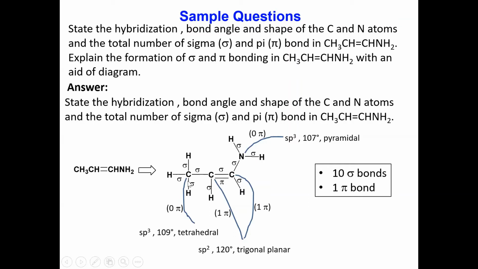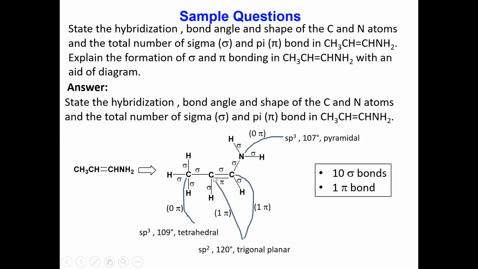This carbon consists of 4 single bonds. Remember, 4 single bonds, what type of hybridization? Yes, it's sp3 hybridization. And because it's 4 single bonds in a carbon, the shape is tetrahedral and the angle is 109 degrees or 109.5 degrees. Next, we look at this carbon over here.